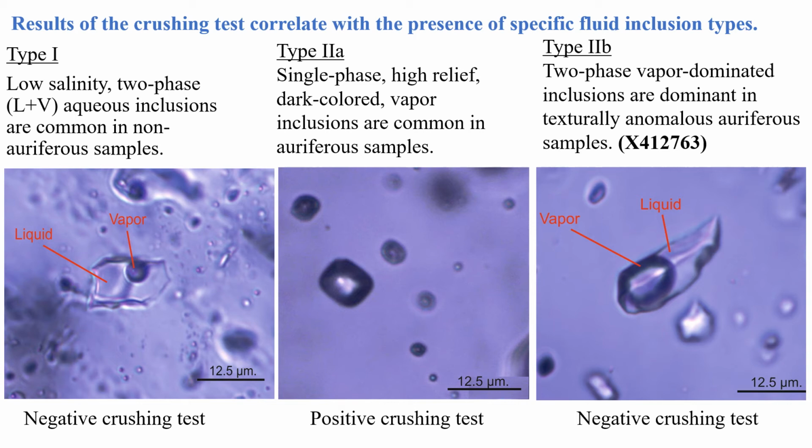In a small number of samples, we also recognize these two-phase vapor-dominated inclusions. They are dominant in texturally anomalous auriferous samples.